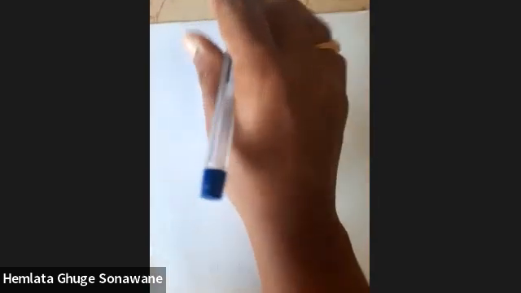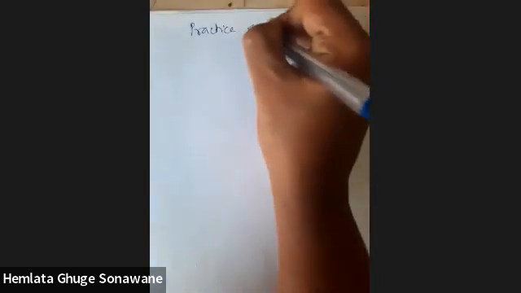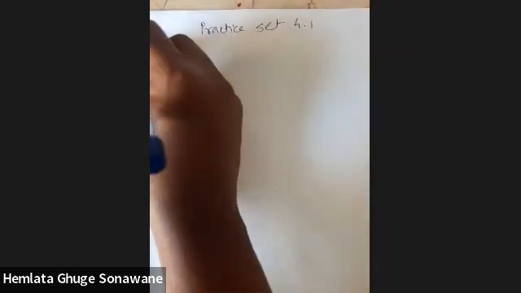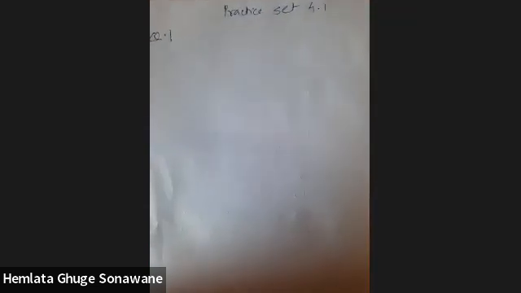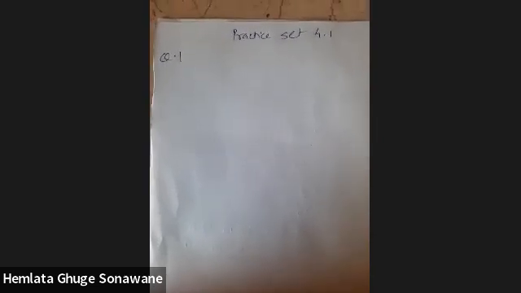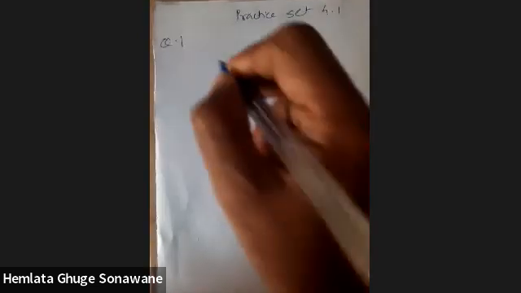Okay, we'll start with practice set 4.1. Question 1. From the following pairs of numbers, find the reduced form of the ratio of the first number to the second number. Now numbers are given and we have to write down their reduced form.